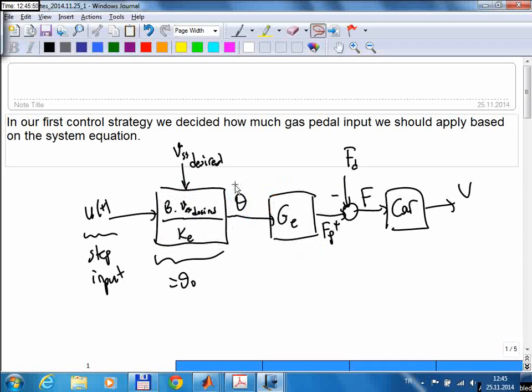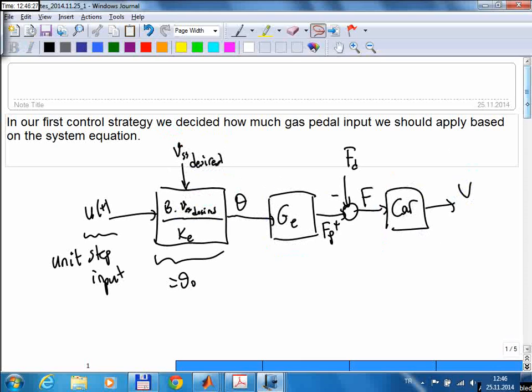Okay, so this is a step command. So this is the unit step input. So I should write here unit step input. And the magnitude of this step is determined by this number. Okay, and the desired speed becomes important here. So this is where I have the desired speed input. Okay, and then this gas pedal is applied to the engine, which creates a force, and then the car accelerates, and in the end we get some speed. So we did all of this yesterday.